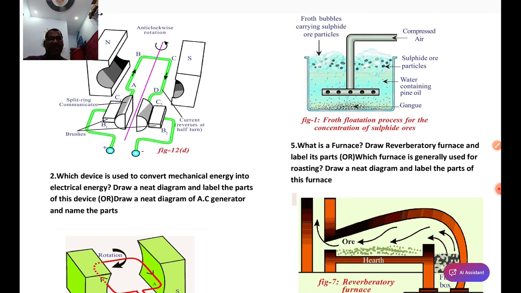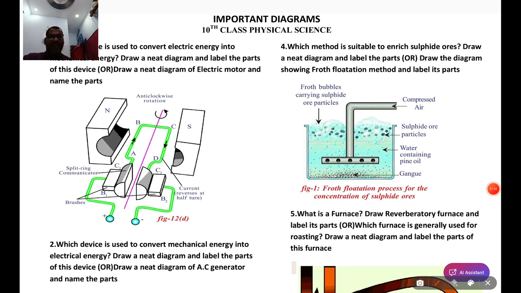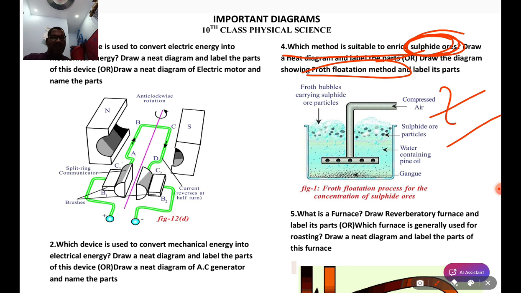Again, one more previous year question is given. Look at here. Which method is suitable to enrich sulfide ores? So he's asking about sulfide ores. Draw the neat diagram and label the parts, or draw the diagram of froth flotation. So directly they can ask froth flotation, or indirectly they can ask about sulfide ores. This is the diagram for froth flotation. You need to label the parts also.